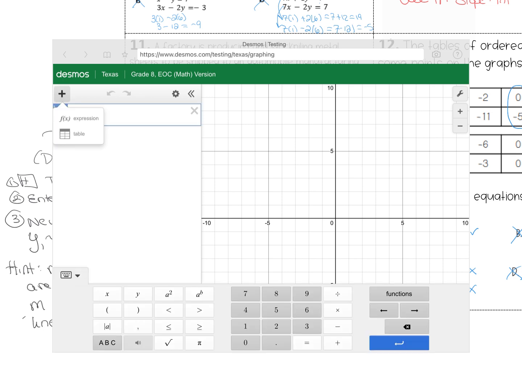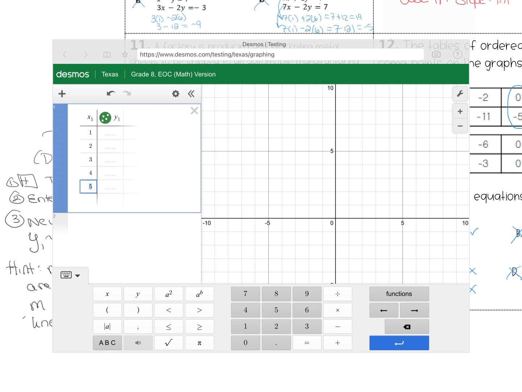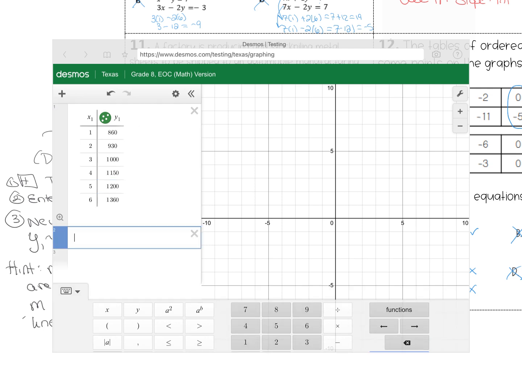So plus sign, table. 1, enter, 2, enter, 3, enter. See, it's guessing for me. 4, 5, and 6. And then I have 860. My next one is 930. 1,000. 1,150. 1,200, and 1,360. Type my magic formula.